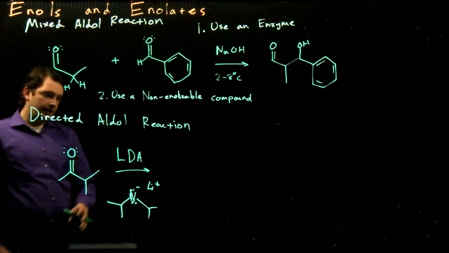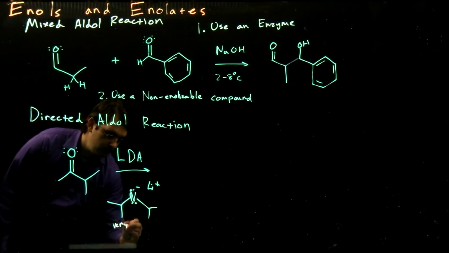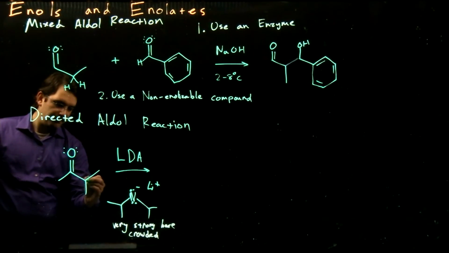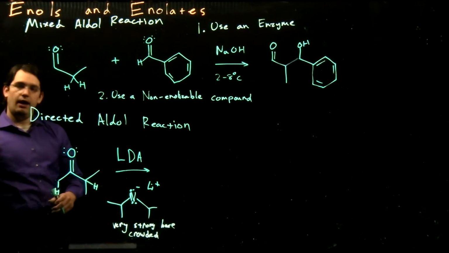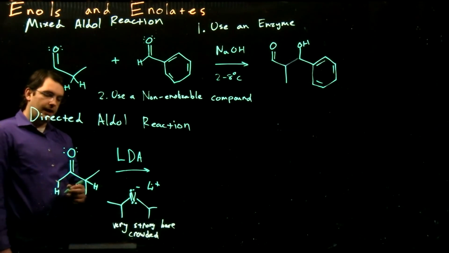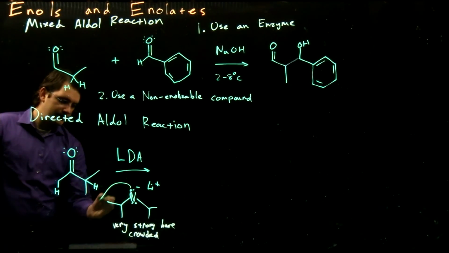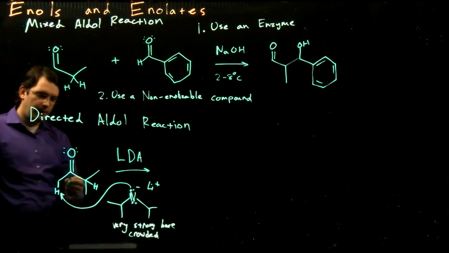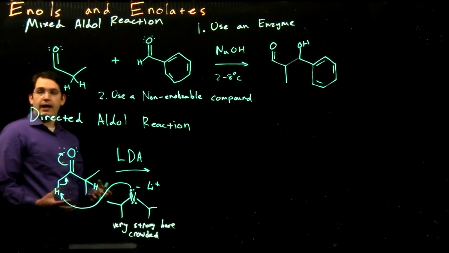Now with our LDA here, this is a very strong base, but it's also crowded. So this strong base is going to react with our ketone over here. It has 2 different places where it could react. Right? We have alpha hydrogens on either side of our carbonyl carbon here. We could attack on the right side, but notice we're relatively crowded over here. So instead we're going to want to attack over here on the left side where we have a lot more room. So we pull off this hydrogen and form, we call this the kinetic enolate.